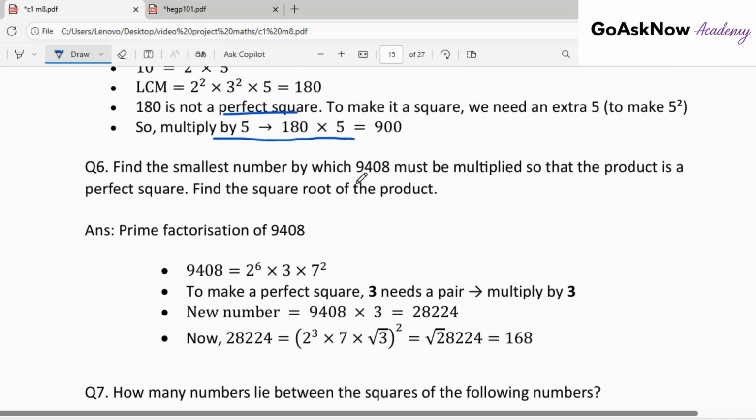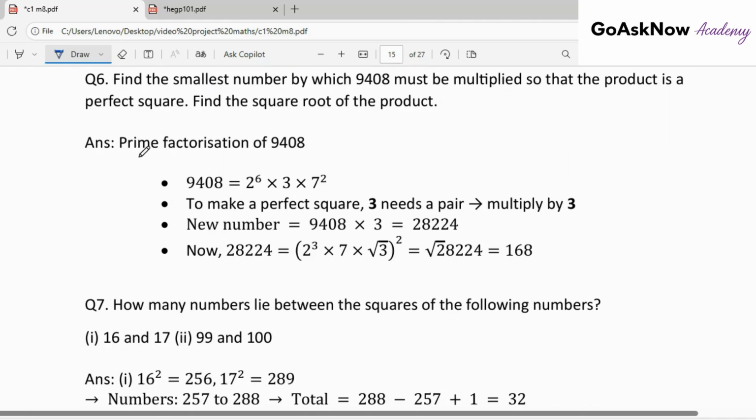Find the smallest number by which 9408 must be multiplied so that the product is a perfect square. Find the square root of the product. Prime factorization of 9408 is 2 power 6 into 3 into 7 power 2. Here, 3 needs a pair.